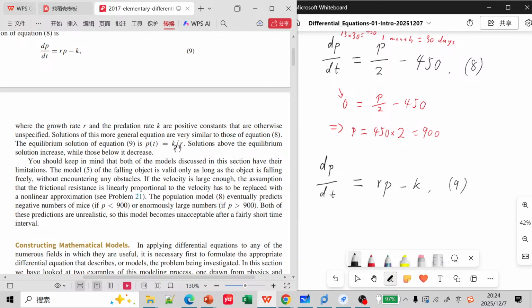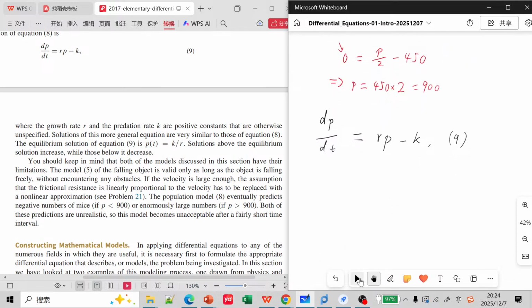where the growth rate R and the predation rate K are positive constants that are otherwise unspecified. Solutions of this more general equation are very similar to those of equation 8. The equilibrium solution of equation 9 is P of t equal to K over R.